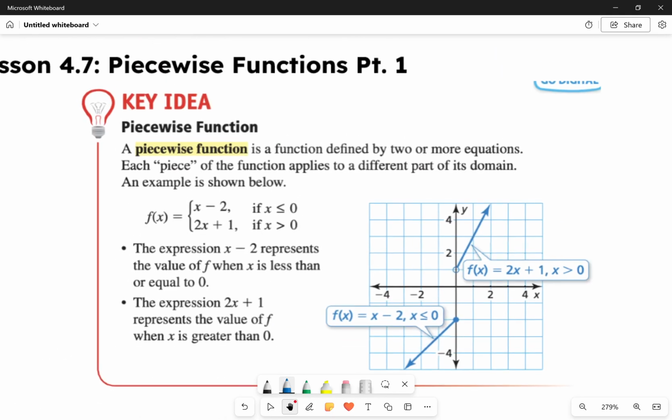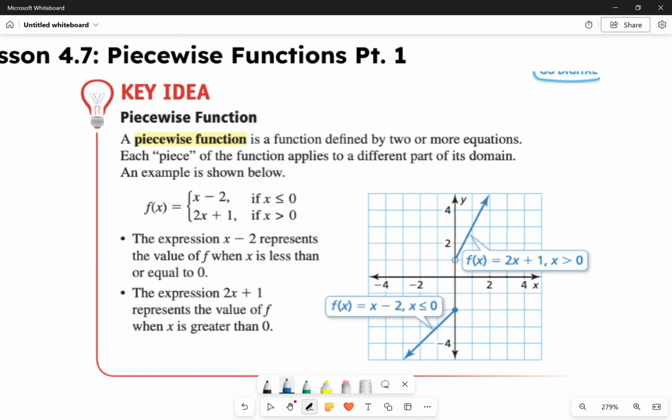Okay, so this is what it says. A piecewise function is a function defined by two or more equations. Each piece of the function applies to a different part of its domain. So it has to do with the domain. And remember, domain would be our x values. Okay, as an example is shown below.